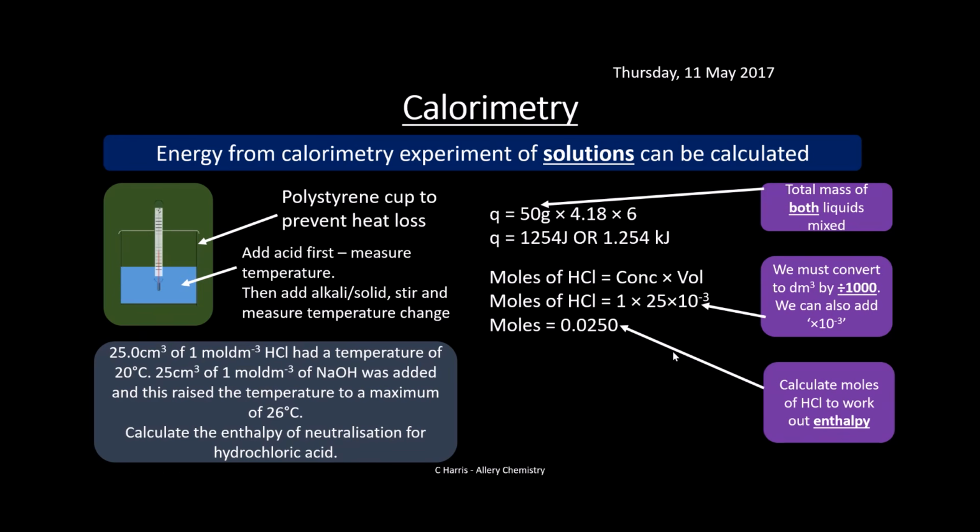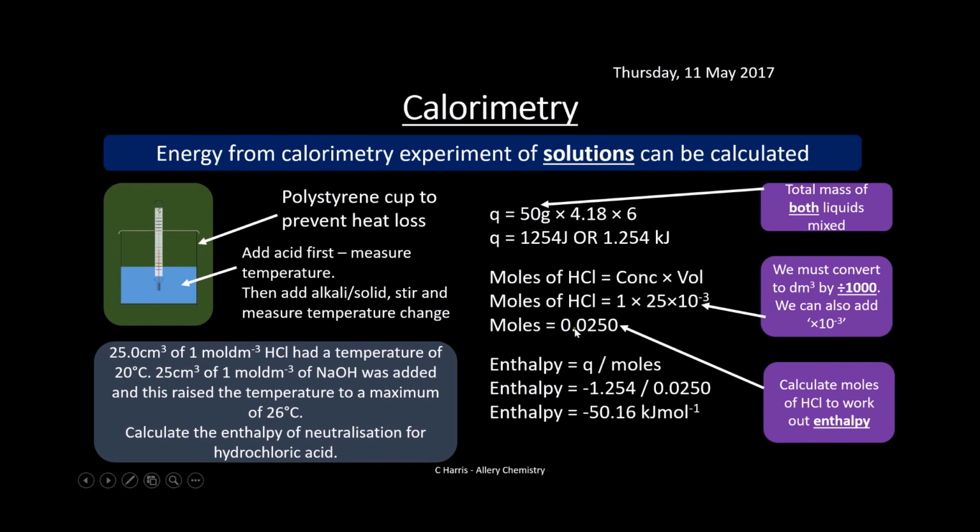Then once we've got the moles, we do exactly the same as before. Enthalpy is energy divided by moles, in kilojoules, remember, minus 1.254. That's what we worked out there. It's exothermic. Remember, it's an exothermic reaction. It's raised the temperature. Divided by the number of moles, which we just worked out there. We should get an enthalpy change of minus 50.16 kilojoules per mole. And that's pretty much it for your calorimetry calculation. So make sure you watch out for this particular bit here, because some people might forget that.